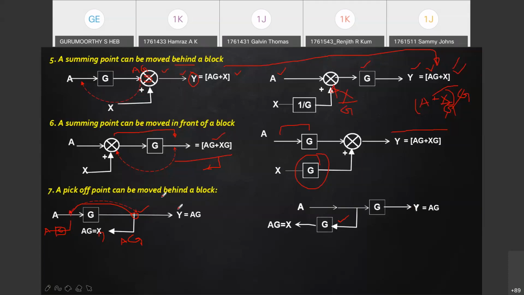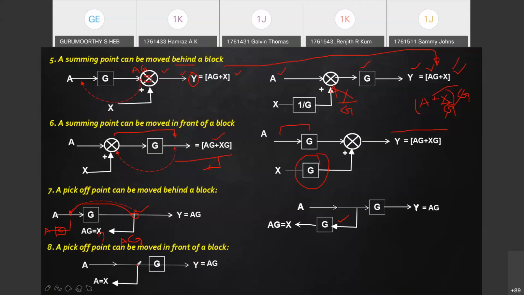What to do if it is after a point? Suppose the takeoff point is here. When you want to bring it to this point, then what to do? Here it is A, and this particular value is the same thing. A is coming here as X. So now X equals A, if this takeoff point value is A itself. But when you bring it here, it will be AG.